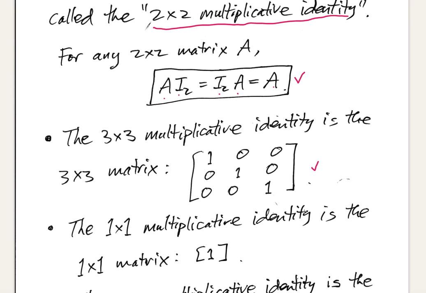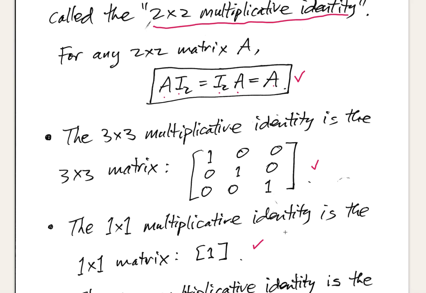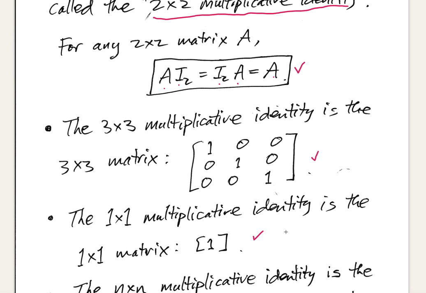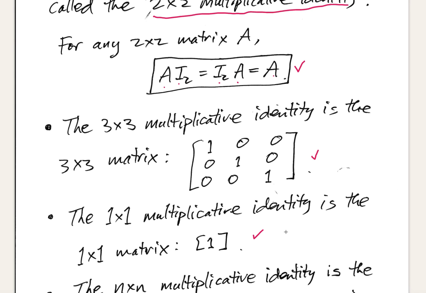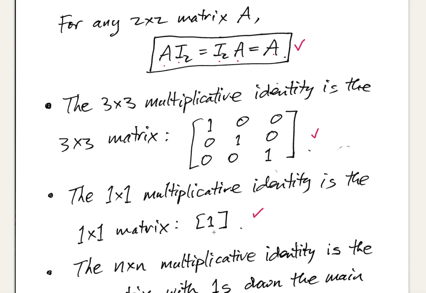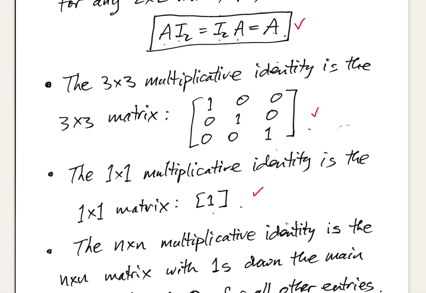Oh, by the way, I throw this in for the sake of completeness. 1 by 1 matrices we don't really use too often because they just represent numbers in square brackets. But just for the sake of completeness, the 1 by 1 multiplicative identity would be just the matrix with 1 in there. Remember, the real numbers have a multiplicative identity, just being 1. 1 times A is A times 1 is A.